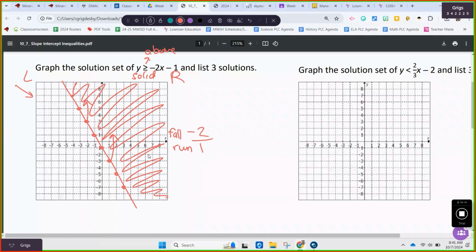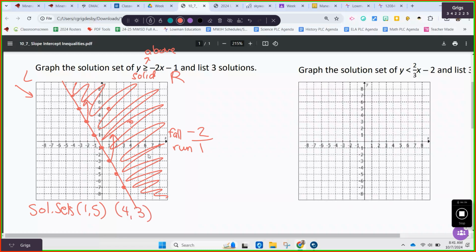So it didn't just want me to graph it, it wanted me to do what? Shade. Well, that's part of my graphing now. List 3 solutions. What would it mean to list 3 solutions? Ordered pairs within the shaded region. So what's an ordered pair? 1, 5. Over 1 up 5? I agree. I'm gonna label this solution set. 4. Over 4 up 3, I agree.